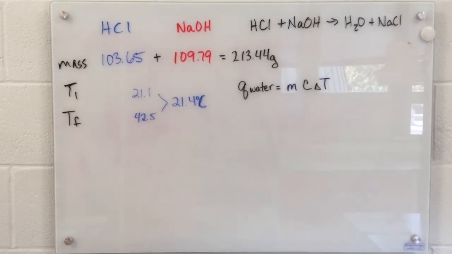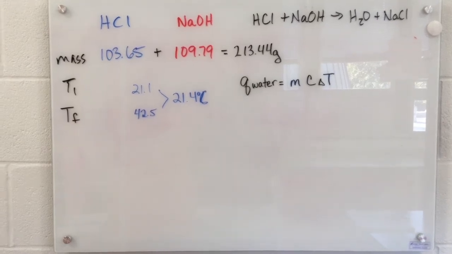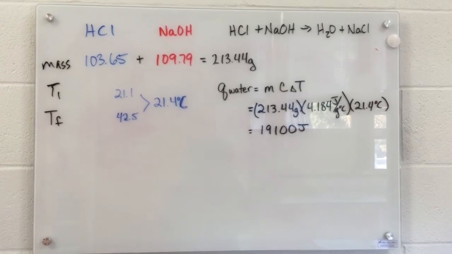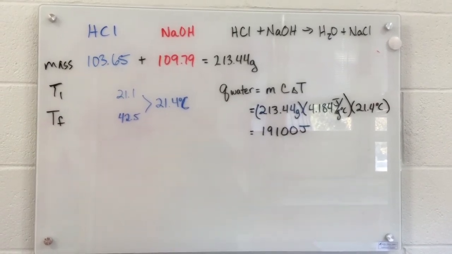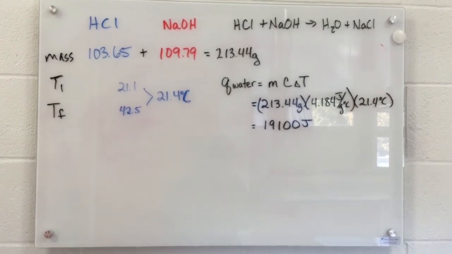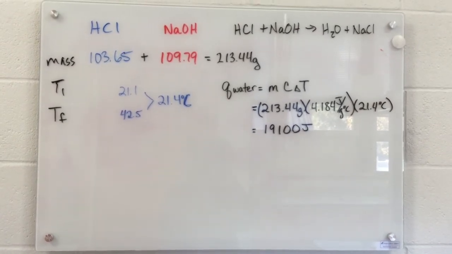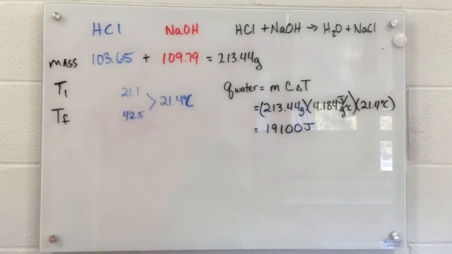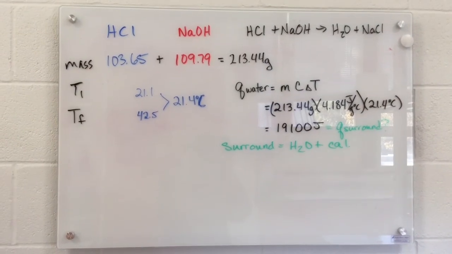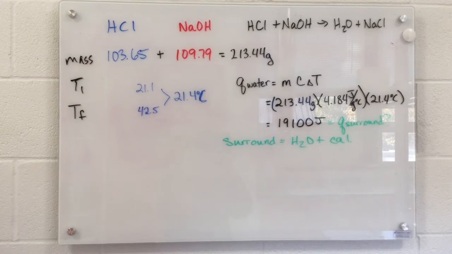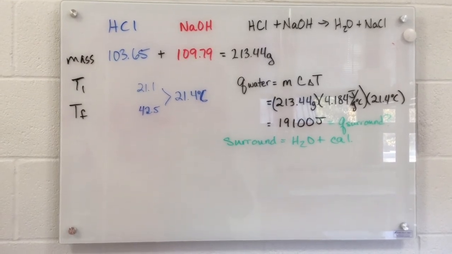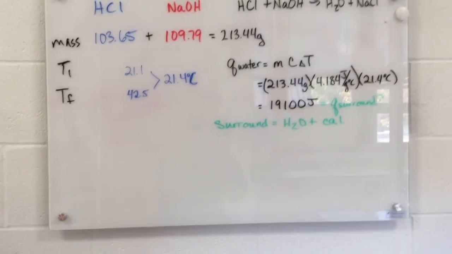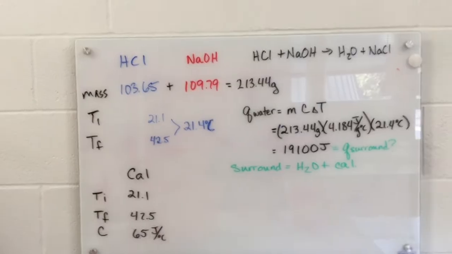We know the heat capacity of water and the temperature change, so we can find out how much heat the water absorbed. When we plug in the 213.44 grams and the 21.4 degrees Celsius, we get 19,100 joules. We only have 3 significant figures due to the temperature, so we've changed the last 2 digits to 0. So is this heat the Q of the surroundings? Are we ready to set it equal to the Q of the reaction? Remember that our surroundings, in addition to the water, also include the calorimeter, and we're going to take that into account. Let's see how that works.